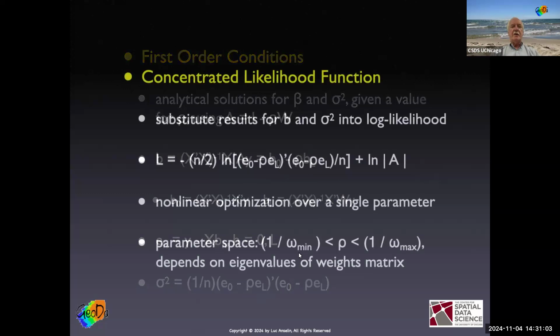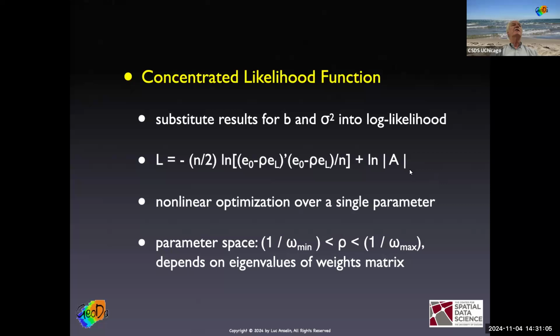So then you plug this in, and the whole business is a function of rho only, which means nonlinear optimization over a single parameter, piece of cake. It's very easy to do. It's no longer a vector of partial derivatives or any of that stuff. It's just one. You know, there are very efficient methods to do this, bisection search and things like that, golden rule search. You basically, you know what the parameter space is.